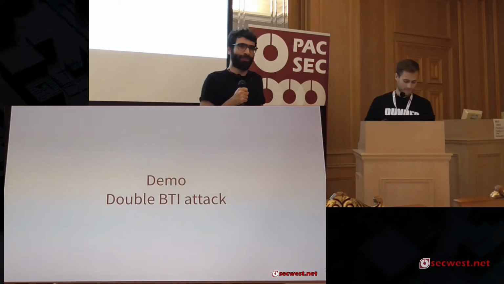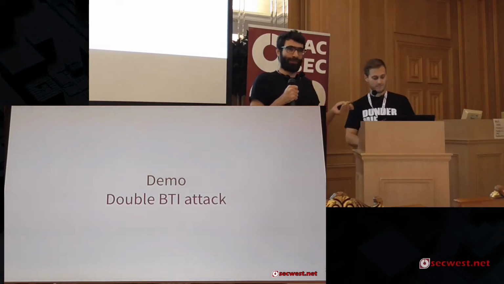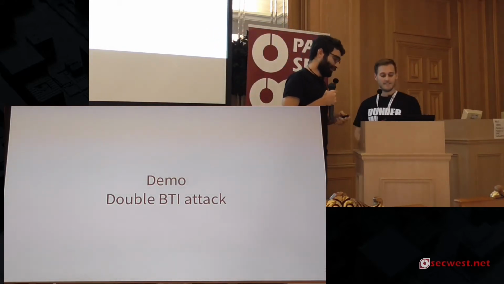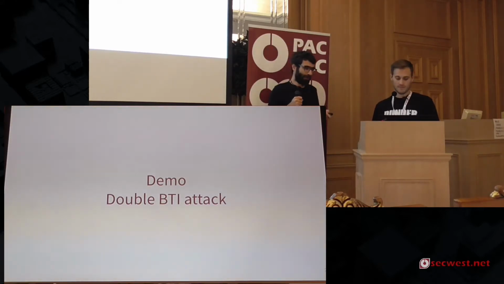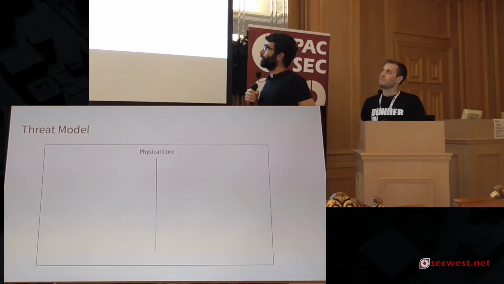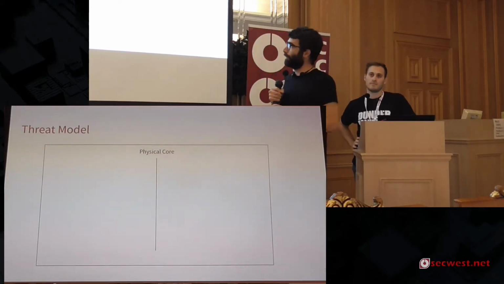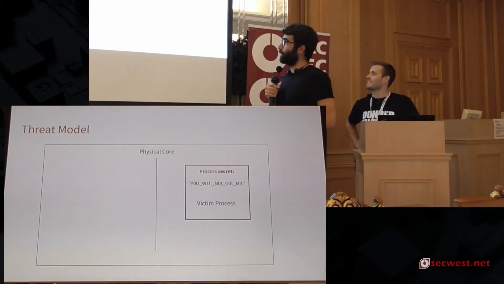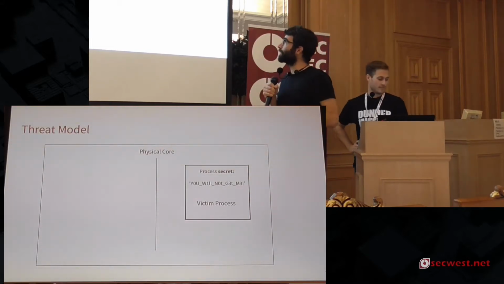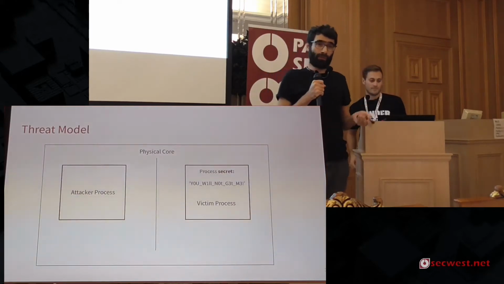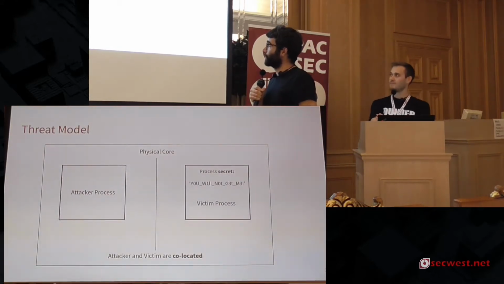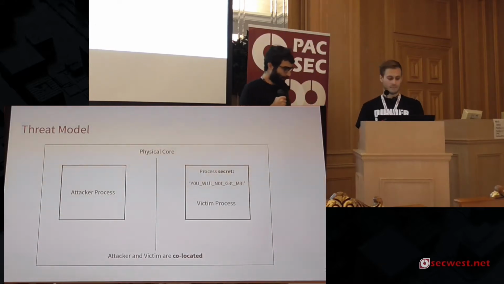In order to break with the tradition of going through a very complex design and presentation and then only showing a demo, we'd like to start with the fun stuff and just show an attack that's actually working. That's a speculative control flow hijack that we've developed called the double BTI attack, double branch target injection. So here's roughly the setup, the threat model for this one. We assume we have one physical core, a CPU, and it has two hyperthreads, and on one of them is a victim process that's running with some secret. We have an attacker process which will be doing some speculative control flow hijack and leaking data byte by byte from this victim process. We assume they're collocated. All right, let's go on with our demo.